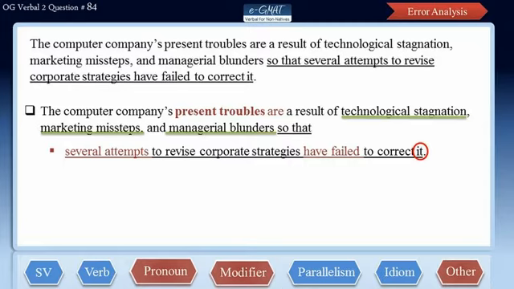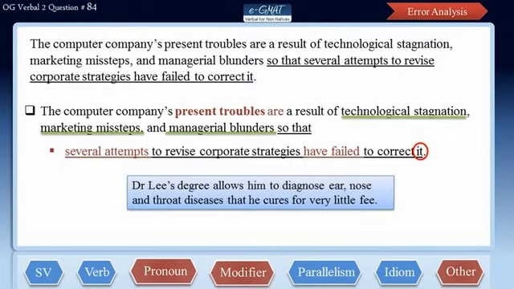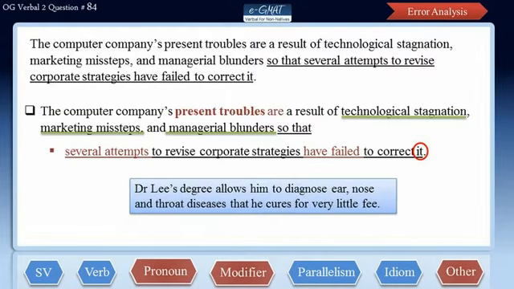Let us understand with the help of a simple example. Dr. Lee's degree allows him to diagnose ear, nose, and throat diseases that he cures for a very little fee. Now here we have not used any pronoun after cures because that clause is enough to refer to three kinds of diseases that Dr. Lee cures for a very little fee. There is no need of writing any pronoun to again refer to those three diseases. In fact, use of a pronoun would actually be incorrect.